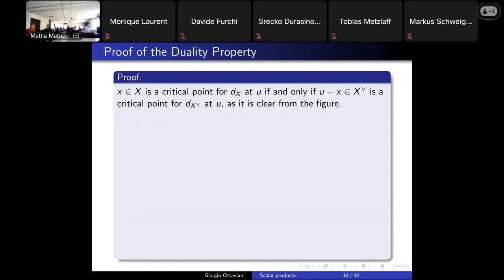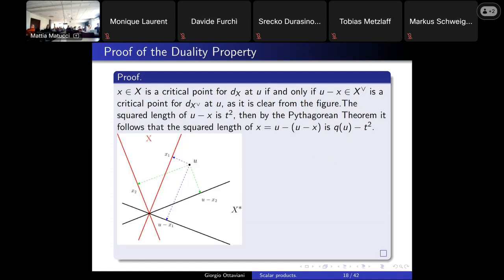If x is a critical point for D at the point U, then the difference U minus x that came before is a critical point for the dual. And let's show the figure. Now, my variety x is drawn red. And this is the dual, the black. In this case, it is just the orthogonal.